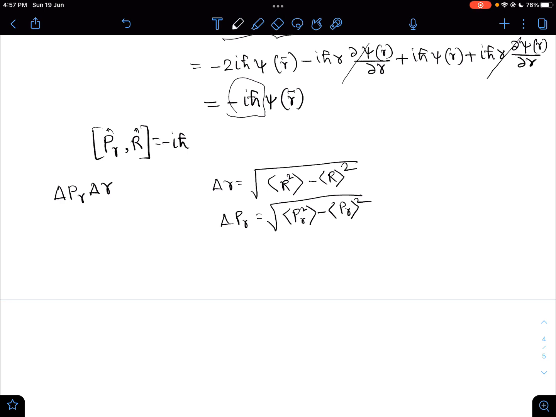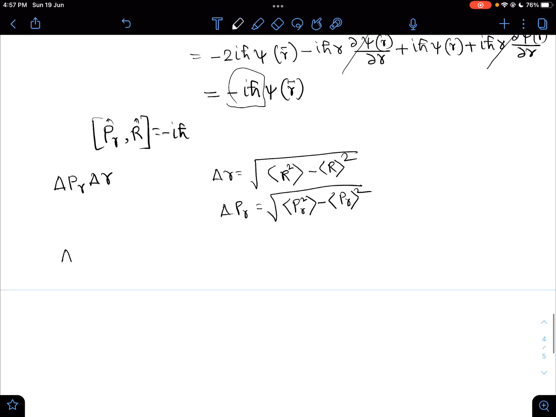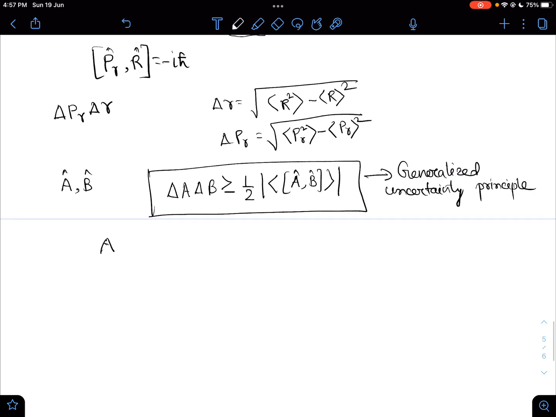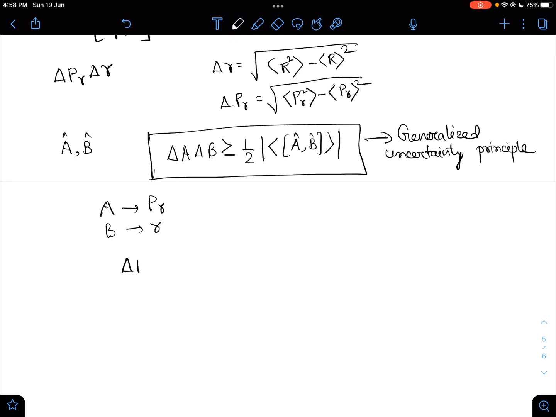We know the generalized uncertainty principle for a pair of operators A and B. If we have two operators A and B, then from the generalized uncertainty principle we know that delta A delta B must be greater than or equal to half the expectation value of the commutator of A and B. So if we represent A by P_r and B by r, then we get delta P_r delta r greater than or equal to half the expectation value of the commutator of P_r and r.